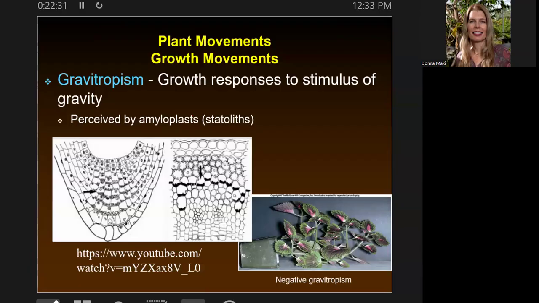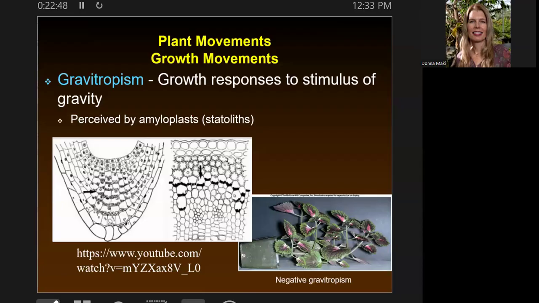And you can see here, they put this potted plant on its side, and you can see over time, but this is where the light is coming from above. And over time, the plant is moving its shoots and leaves up.